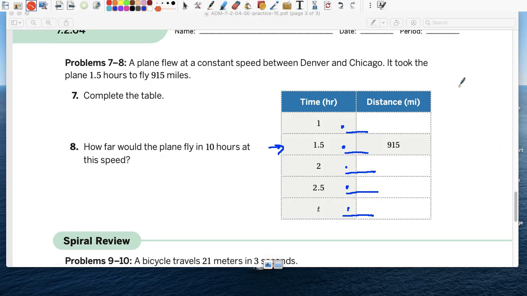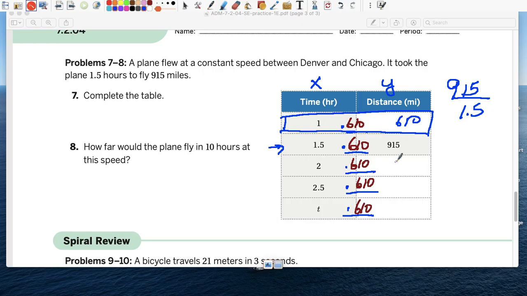So what do we do? We go 915. We're going to take this column and think about this x and y. So we take this column and divide it by 1.5. So 915 divided by 1.5 is 610. So let me put that 610 right here. You just found your best friend. It's going to be 610 each time. So where's our unit rate? Our unit rate is right here.